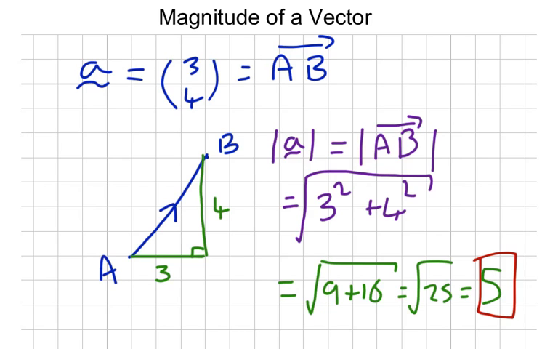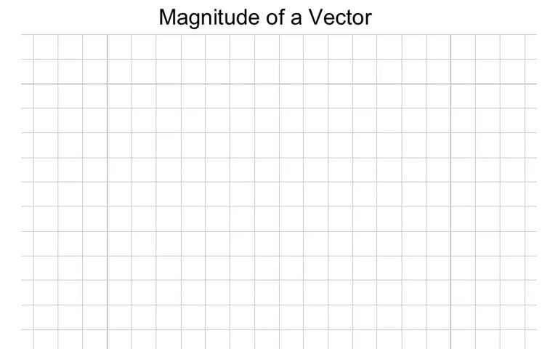So let's look at another example. This time we're going to consider the vector B, and it is the vector 5, minus 2. Again, we can draw that. It goes 5 across and 2 down. So if we start over here, it goes 5 across and 2 down, so it's going to end up there. So we go down there, so that's our vector B.